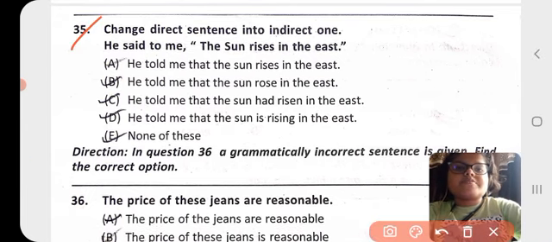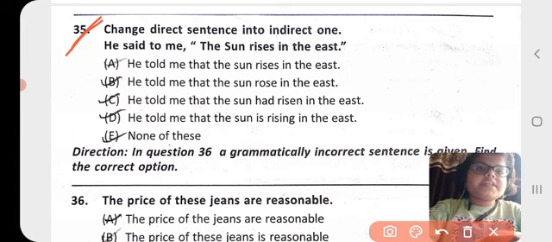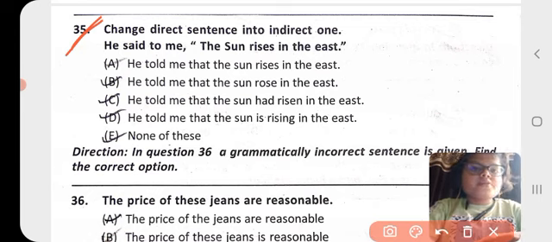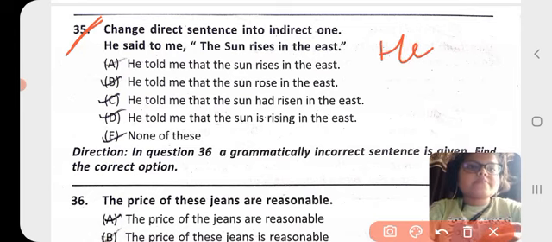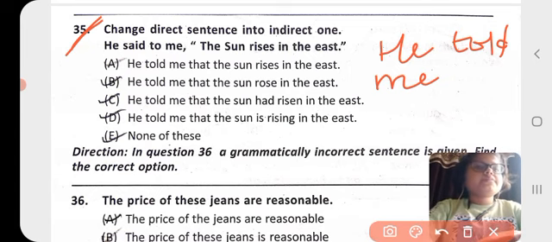Okay, question number 35. Change the direct sentence into indirect one. He said to me, the sun rises in the east. So here we keep the pronoun he. We either use said or told. An option is told, so we'll use told. We do not use to with told, so we just use me. Then we remove all the apostrophes. Then we use that.